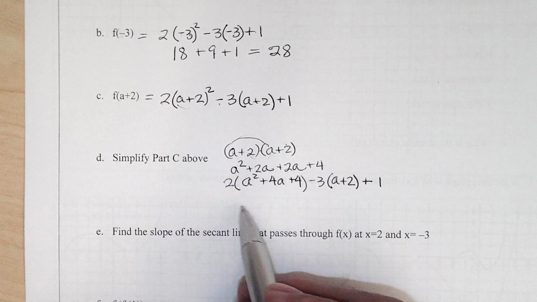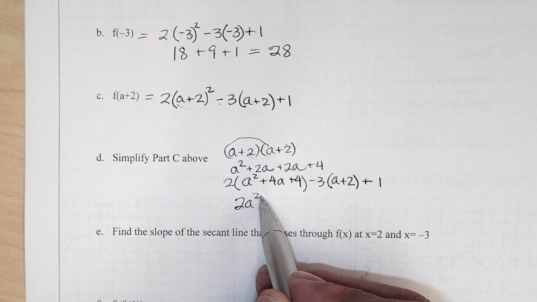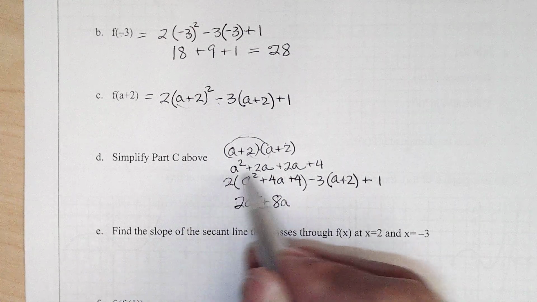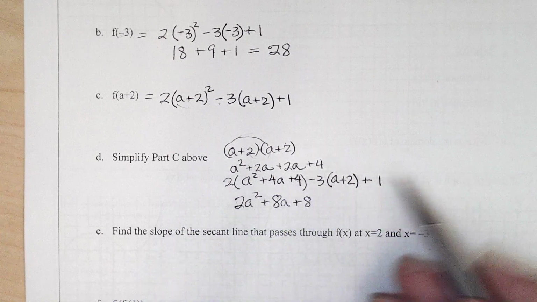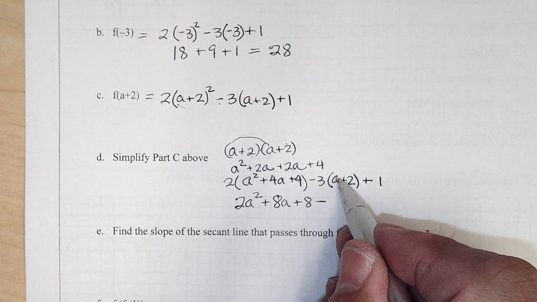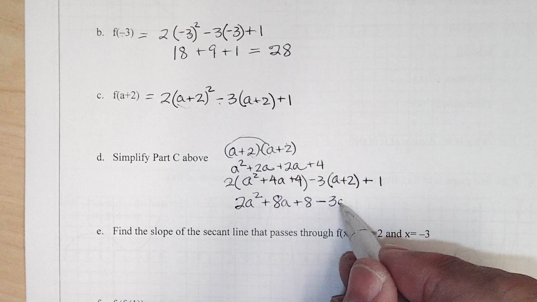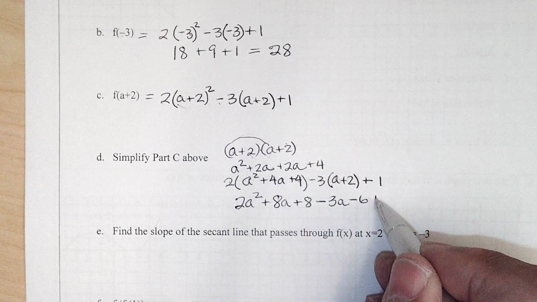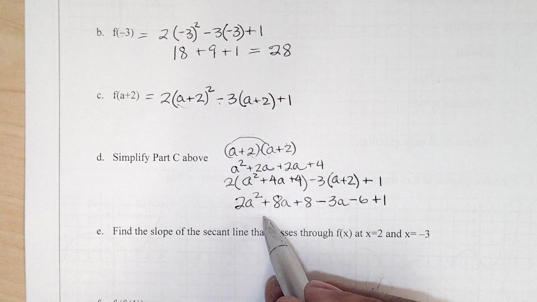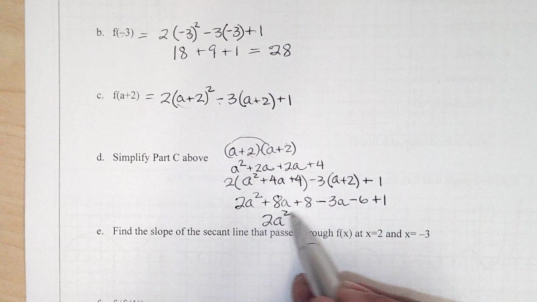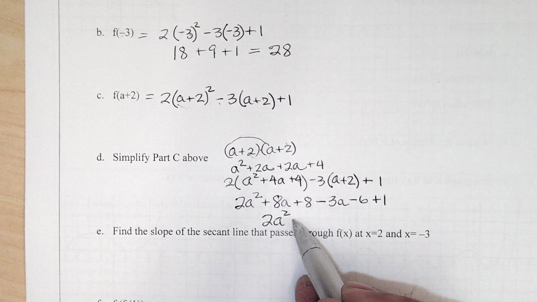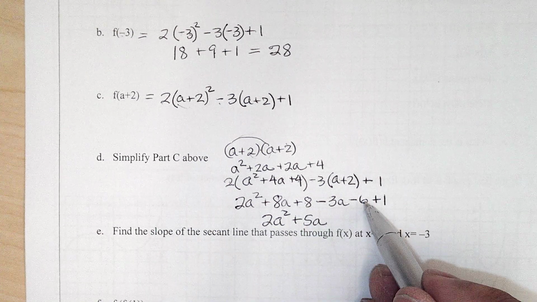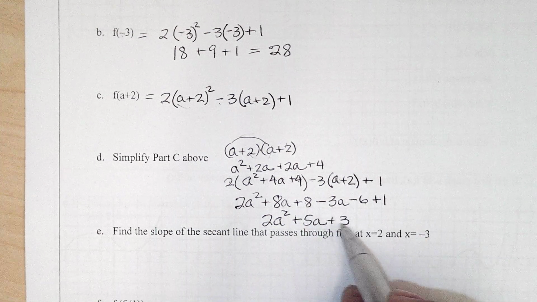So I have 2a squared plus 8a plus 8, minus 3 times a is minus 3a. Minus 3 times plus 2 is minus 6, plus 1. So I got 2a squared. 8a minus 3a is plus 5a. Plus 8 minus 6 is 2. Plus 1 is 3.